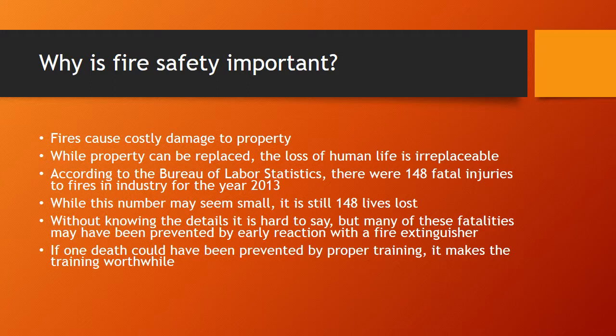According to the Bureau of Labor Statistics, in the year 2013, there were 148 fatal injuries resulting from fires in industry. The overall scope of this number may seem small, but it's still 148 lives that were lost. Without knowing the details, it's hard to say, but many of these fatalities may have been prevented by early reaction with a fire extinguisher. If one death could be prevented by proper training, it makes training worthwhile.